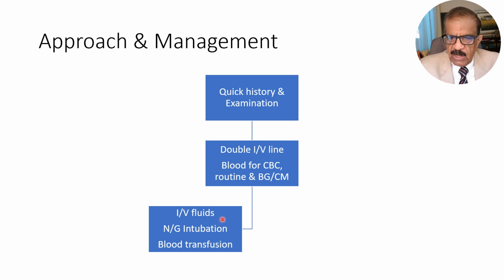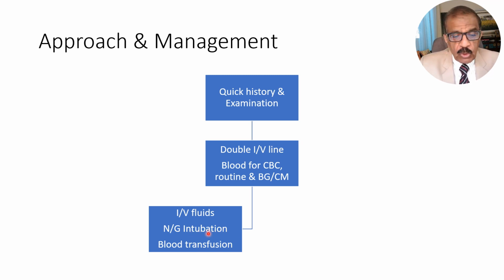IV fluids should be started to keep this IV line open, and a nasogastric intubation is also the standard procedure. I'd like to explain why it is required. Number one, it would be a confirmation. If you pass an NG tube and if you can take out some blood from the stomach, it will confirm that this is actually the upper GI bleeding. The blood is coming from the stomach and not from the lungs or anywhere else. Number two, if you keep the tube in, by repeated suction, you will know whether the bleeding has stopped or not.